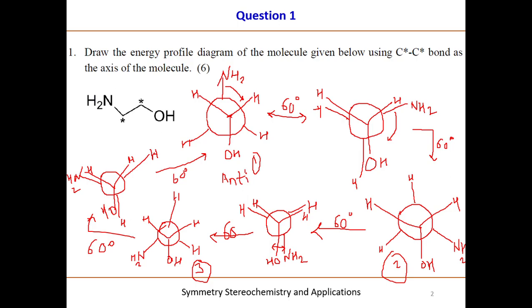That's why it is called anti. And here there is not much repulsion compared to the other conformations. That's why it is the most stable, because hydrogen is very small and NH2 and OH are far from each other. Okay, now we have to find out the second one. Here you can see the second one.